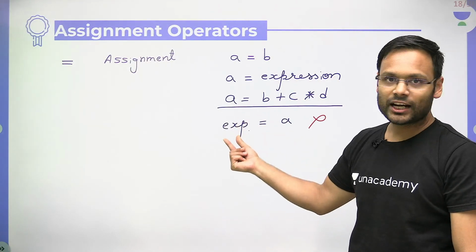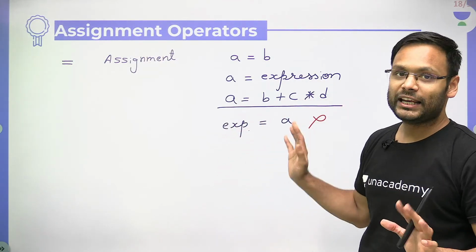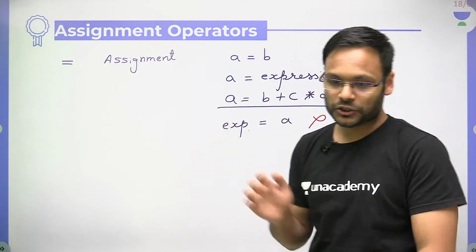On the left side, the LHS of an assignment, you cannot have an expression. You can have only a variable or something where you can actually assign a value.